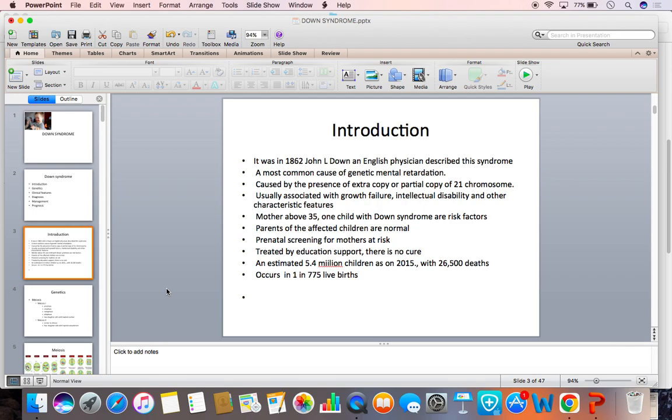If you look at the face, the dysmorphic features definitely give a clue that the patient has Down syndrome. That means by looking at the face, you can make the diagnosis. We are going to describe the phenotypic appearance of the child with Down syndrome.